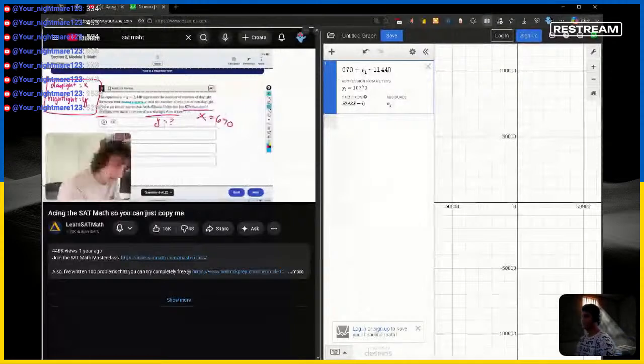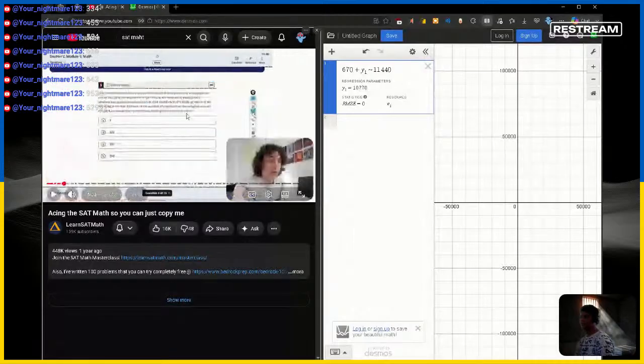So then we take this equation, we say 670 plus y equals 1440, and when we solve for y, we get y equals 770.